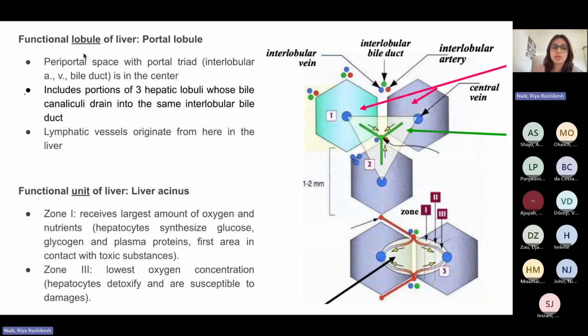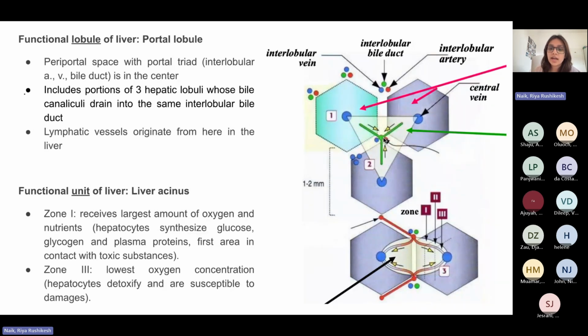Okay, make sure that you stress on the word lobule because this is different from the functional unit of the liver, that is the liver acinus. But right now, I'm talking about the functional lobule of the liver, which is called the portal lobule. So the periportal spaces, they contain something called the portal triad, which includes 3 vessels. So there is the interlobular arteries, the interlobular veins, and the bile duct. It is in the center here, as you can see.